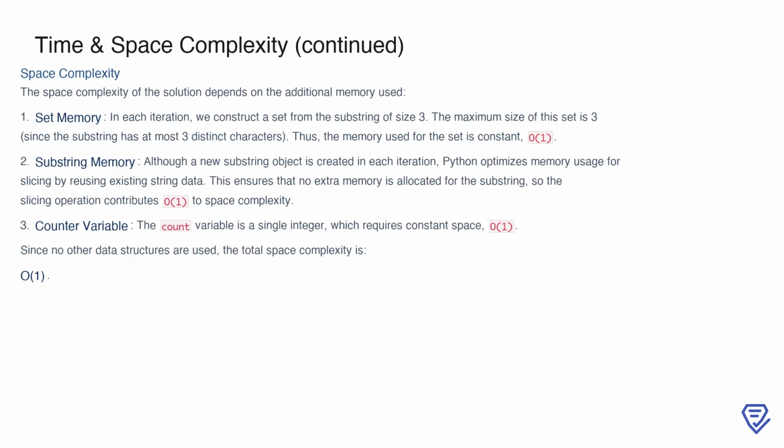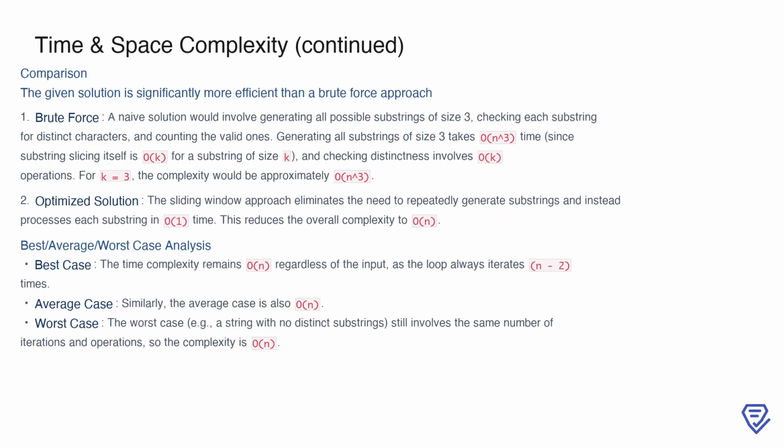Beyond this, we use a single integer variable, count, to keep track of the number of valid substrings, which also requires constant space. Since no other data structures or dynamically allocated memory are involved, the total space complexity of the solution remains O(1). When comparing this solution to a brute force approach, the efficiency gains become clear.